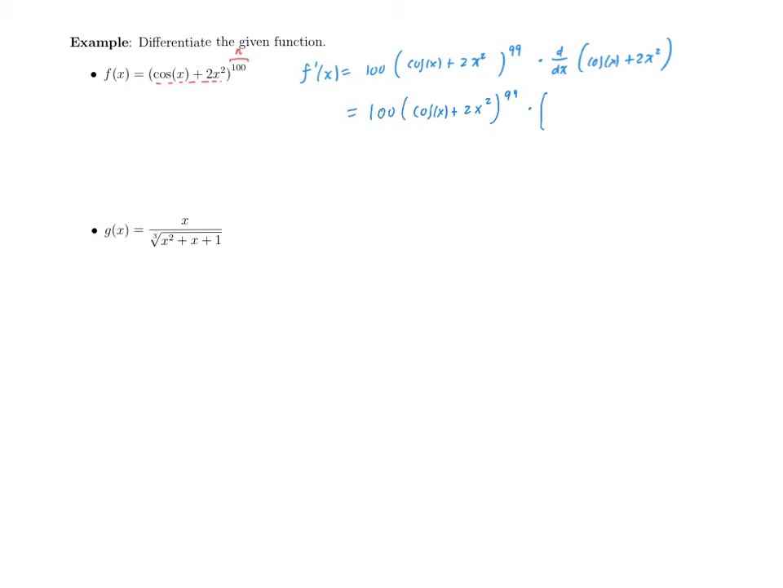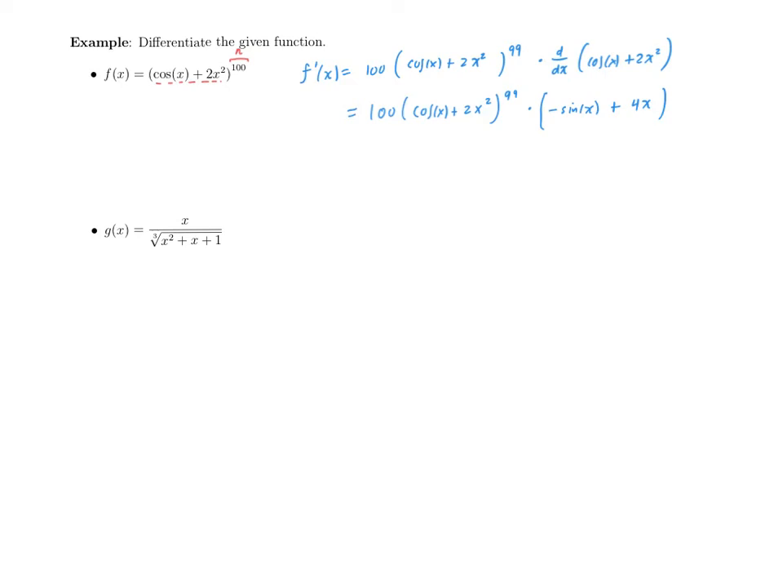Term by term, the derivative of cosine is minus sine. Remember, you get the negative when you differentiate the co-trig functions. Plus, by the power rule, 4x. And leaving it exactly in this form is ideal.